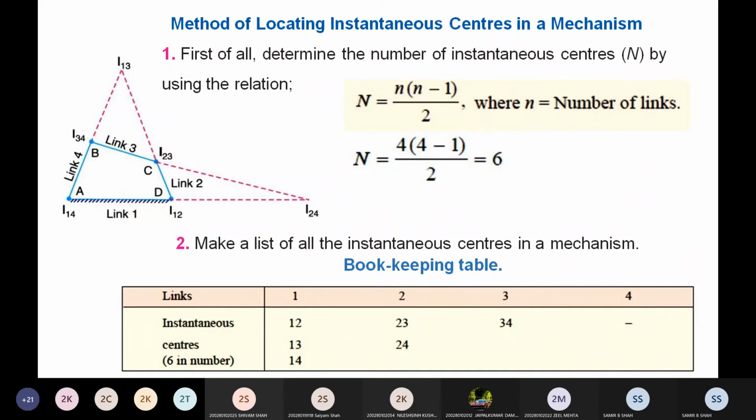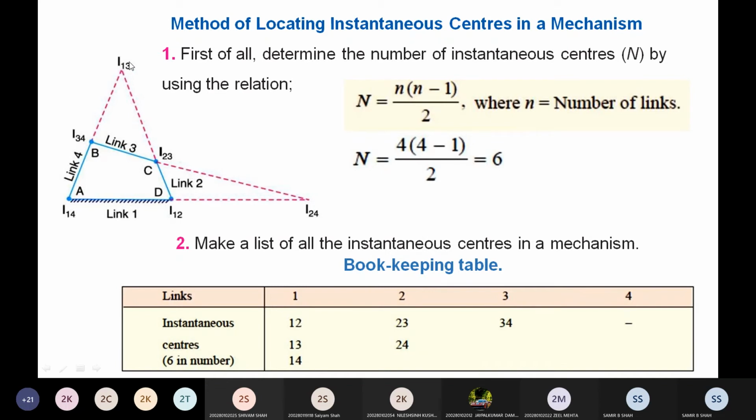First of all, draw this figure and assume that this is a four-bar chain mechanism, and we first get the number of I centers. We are getting 6 I centers here. Now, second step: make a list of all I centers in the mechanism. We have to follow it this way. You can see here, links and I centers. You have to make a table in this way. There are 6, so we have to mention 6 in number. Now we talk about link 1. On link 1, we get I12.